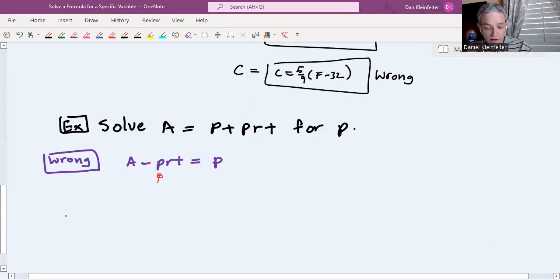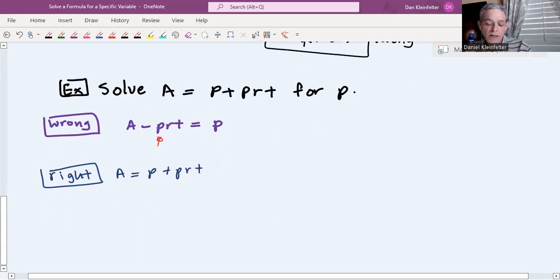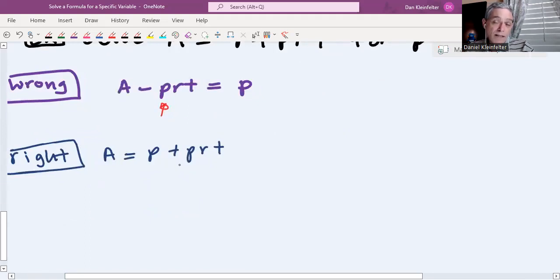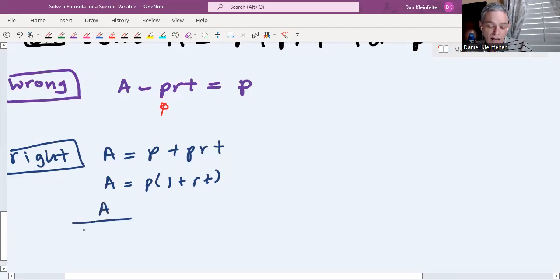Okay. So how to do this right? We need to end up with just one P. To do that, let me first rewrite the entire formula. You'll see that this formula has on the right side two terms, each of which has a P in it. So what we'll do is factor the P out, and that'll make 1 plus RT. That turns the two P's into a single P. And then all we have to do to finish this is divide by that binomial 1 plus RT. So we have A over 1 plus RT, and that is our P.